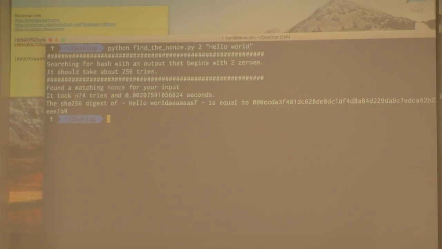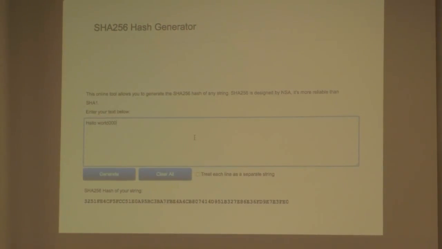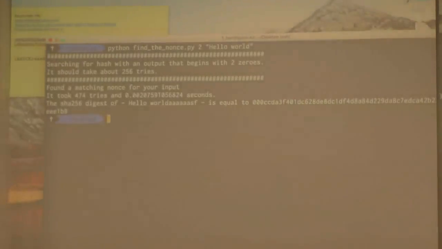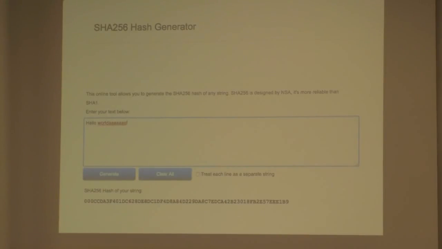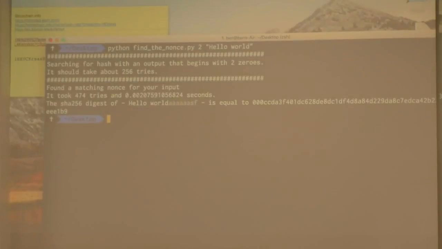So it took 474 tries. It took 0.002 seconds, and that was the nonce that resulted in the hash. It actually gave us 3 zeros. So we see this one starts 000CCD. So if we go back to our web page and we put that there, see 00CD. All right.